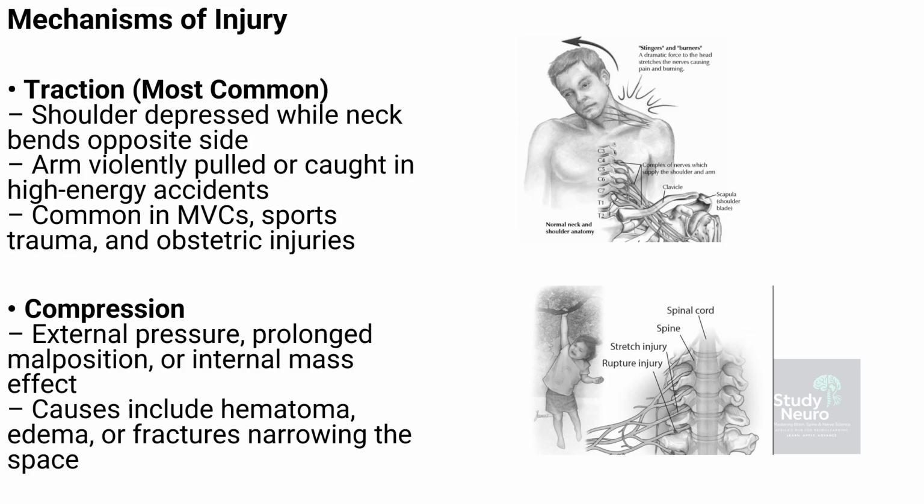Brachial plexus injuries can occur through several different mechanisms. The most common is traction, which happens when the shoulder is forced down while the neck bends in the opposite direction, or when the arm is violently pulled or caught in a high-impact accident. This is typical in car crashes, sports injuries, and even during complicated deliveries.